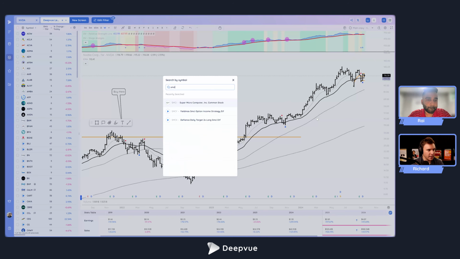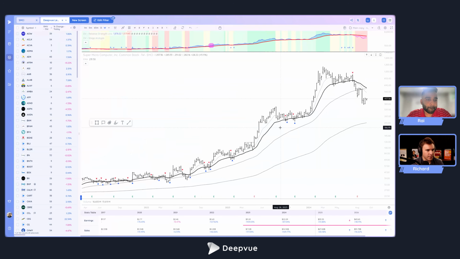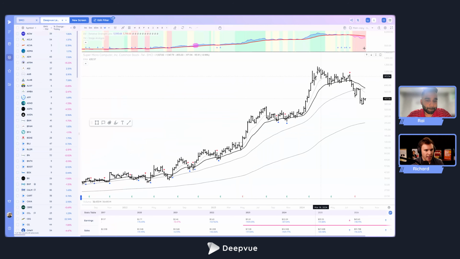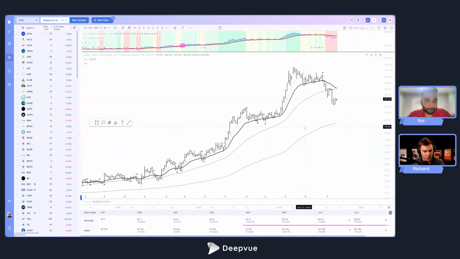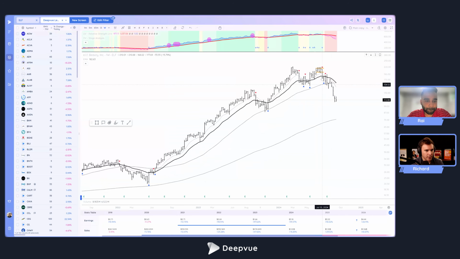Let's bring up SMCI as another example here. This one has had some monster moves and just recently transitioned into stage 4 on the week that it broke these moving averages and broke below this base. So this can help you avoid those big sell-offs, those disastrous stage 4 trends. Well, let's bring up ELF. I think this is another example of a recent stage 4. We've been in a stage 2 for quite some time, starting all the way back in June of 2022. Super strong action. And then recently we're transitioning over to stage 4.